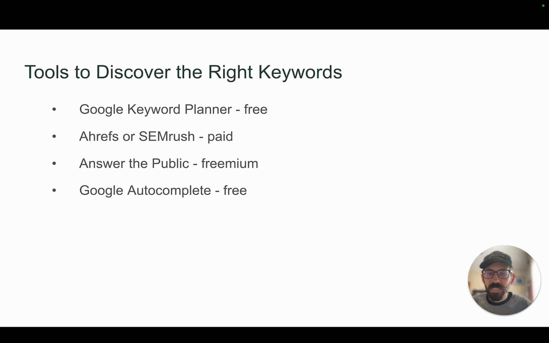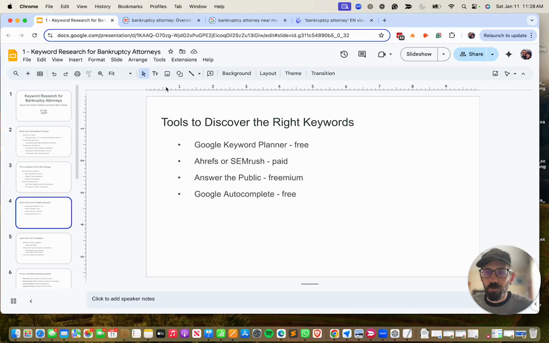The two leading paid tools are Ahrefs and SEMrush. Those work great. They are fairly expensive, so be mindful of that. Answer the Public or also Ask, those are freemium tools where you get a search or two a day, which in some cases is enough to get you going, or you could pay for that. And then Google Autocomplete, if you just type it into Google and see what other suggestions Google is giving you. We're going to take a look at these real quick.